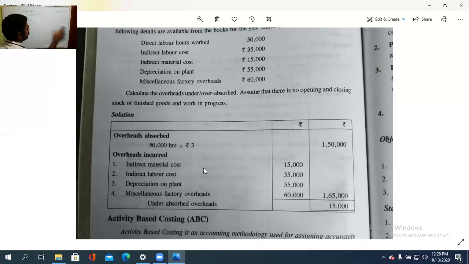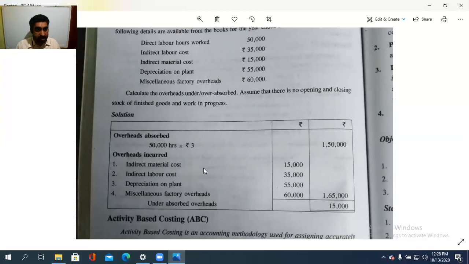So this is the case with the under and over absorption of overhead. Hope you are familiar with this. Please do as many problems as you can regarding under-absorption, over-absorption, allocation, reapportionment, repeated distribution, simultaneous equation, step ladder, whatever be, starting from allocation, apportionment, reapportionment, all the methods. They are very important with regard to this, and also the theory portion with regard to under and over absorption of overhead, machine hour rate, labor hour rate, like that. All are important in this area.